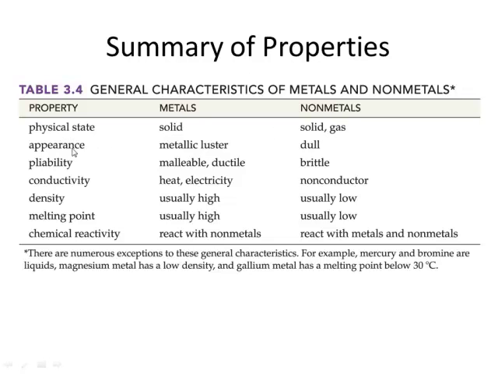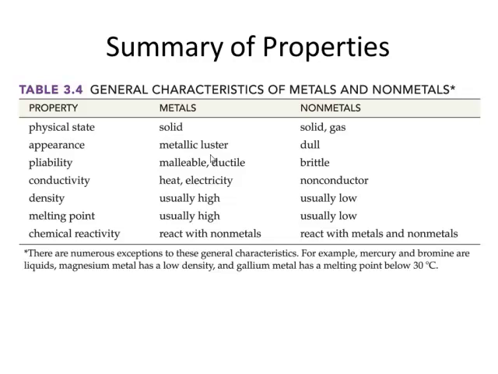Now this next one, appearance, the metallic luster, that is really the most important way to identify a metal, if they're shiny. Metals are shiny and nonmetals are dull. Another one is pliability. Metals, you can bend them. Think of copper wire or aluminum foil. You can bend it. Another name is ductile, which means you can draw it out in strings. Nonmetals are not that, so they're brittle. Conductivity, metals conduct heat and electricity. Think of putting a silver spoon into a hot cup of tea or coffee, and the spoon gets really hot. Nonmetals are non-conductors.